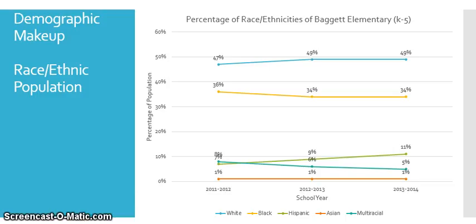The race and ethnic makeup of Baggett Elementary, as you can see from this graph, is mostly made up of white students. We have around 50% of our white population, followed by our black population. Then our multiracial and Hispanic populations were close to one another in year 1, but they've swapped places by year 3, and we have a very small Asian population.